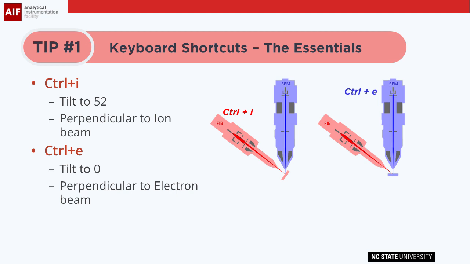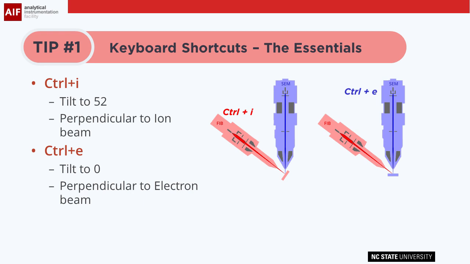And like I said, there's 3 essential shortcuts that I think if you learn, you're going to be able to function a little bit quicker, a little bit more efficiently. So the first of them involves the stage. Most of the time when you're making a sample, you're going between 0 degrees being perpendicular to the electron beam, or 52 degrees being perpendicular to the ion beam.